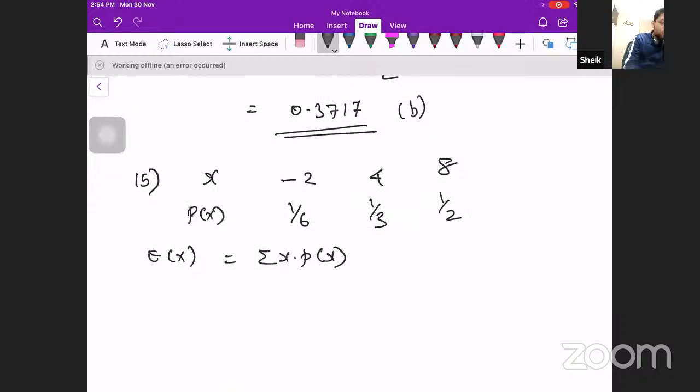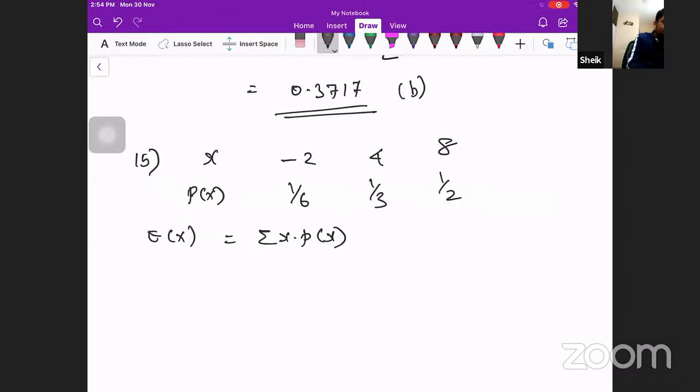-2 into 1 by 6, that is -2 by 6, plus 4 by 3, plus 8 by 2 is 4.